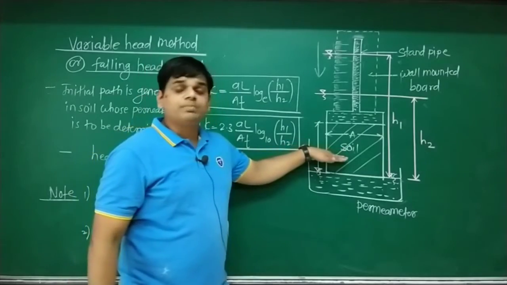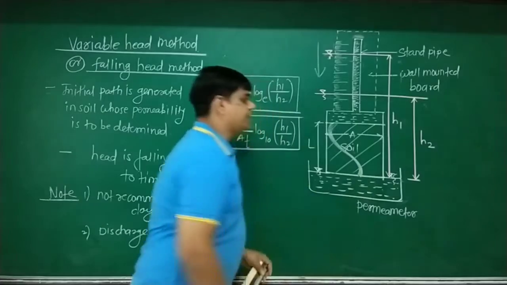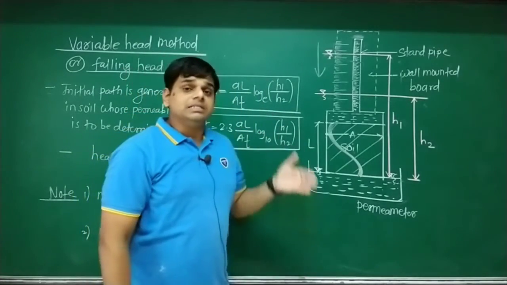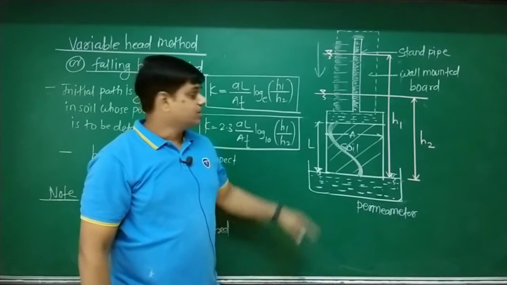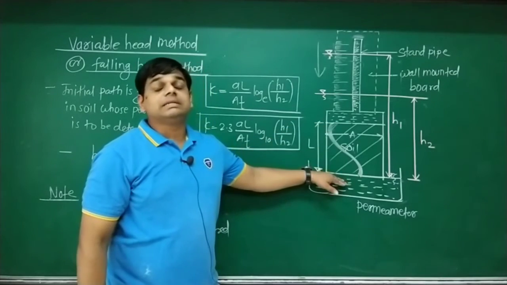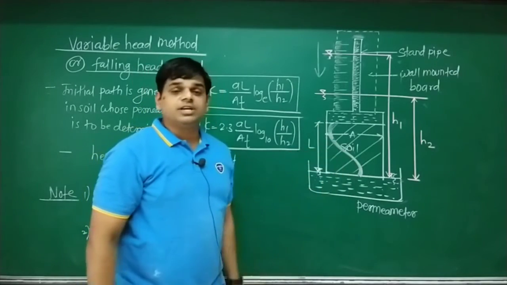Okay, so the sample is placed inside the permeameter. The seepage path is already generated. Seepage path म्हणजे काय? ज्या डायरेक्शन ने वॉटर मॉलिक्युल्स ट्रॅव्हल करतात टॉप पासून बॉटम पर्यंत, त्या पाथला म्हणतो आपण सीपेज पाथ. Okay, the seepage path is generated.